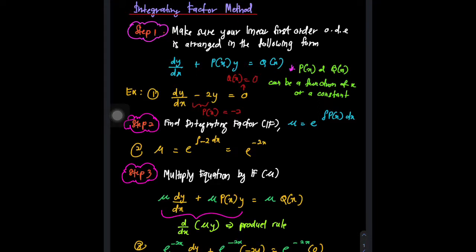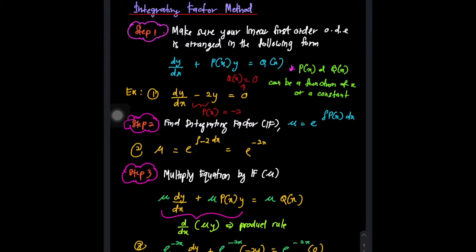So the first step, you have to make sure your linear first order differential equation is arranged in the following form. So we have dy over dx plus p(x)y is equal to q(x). Let's say for example, we have dy over dx minus 2y is equal to 0. So now we have our p(x) here is equal to negative 2. So the general form should be p(x)y. Therefore, our p(x) is negative 2.